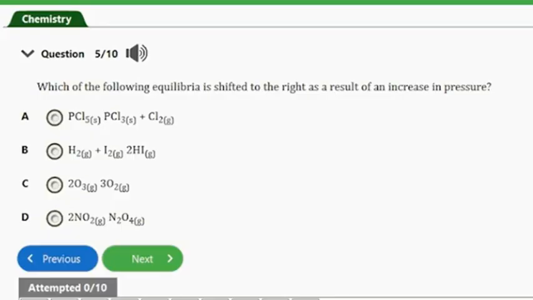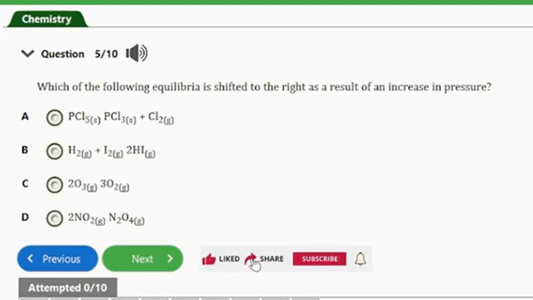So guys, the answer to this question will be option D here. This is because an increase in pressure will favor the side with the lowest number of moles. So guys, here you have 2 molecules of nitrogen dioxide, that's nitrogen 4 oxide, and then this is producing 1 molecule of the nitrogen tetroxide.